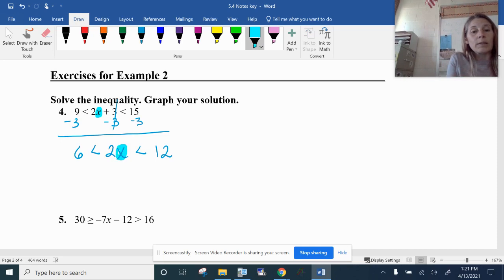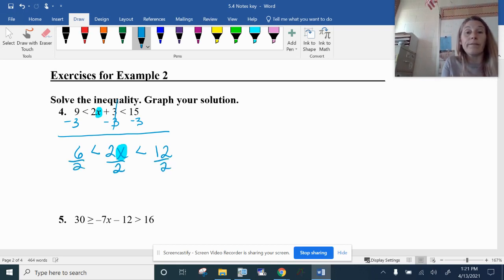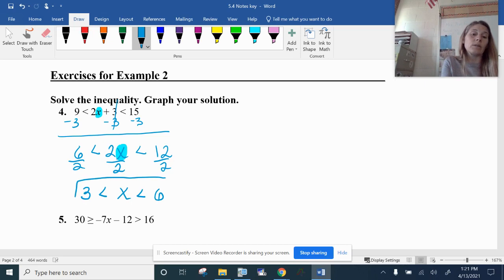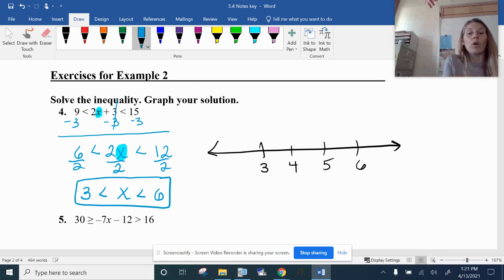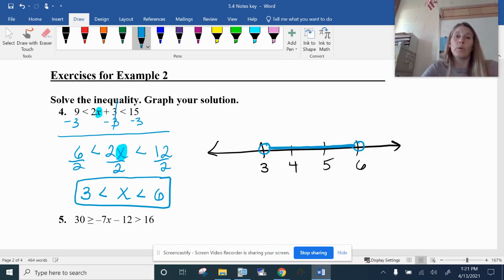Still working on getting this x all by itself. This time, though, 2 times x, the inverse operation is division. So everything's going to get divided by 2. This leaves me with 3 is less than x is less than 6. So this would be the answer to my inequality. Now when I go to graph this on the number line, here's 3, 4, 5, and 6. I want to have open circles at both my 3 and my 6, and I'm shading in the middle because x is in the middle of those two values.